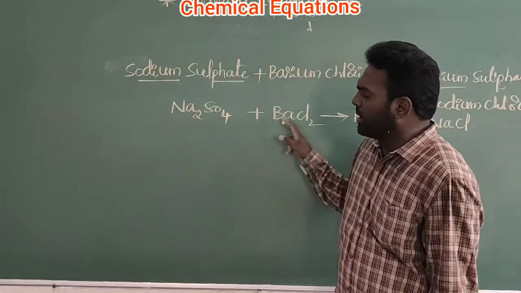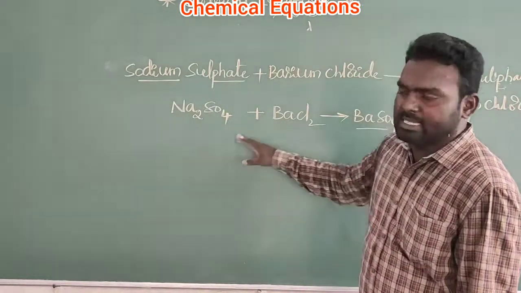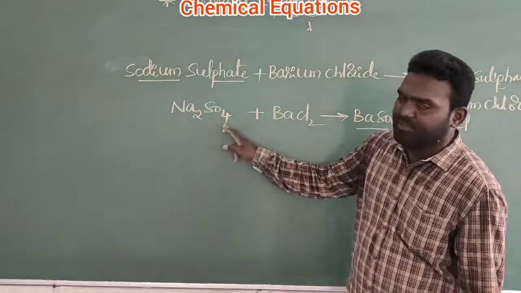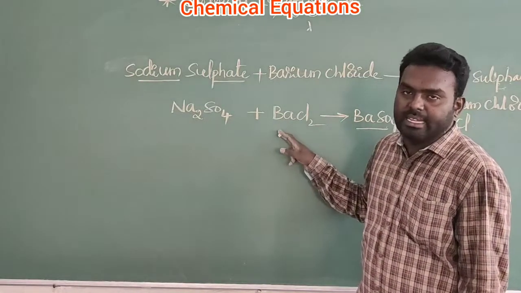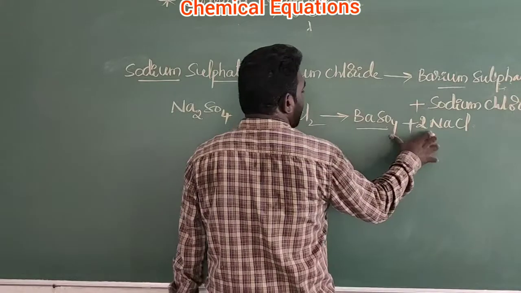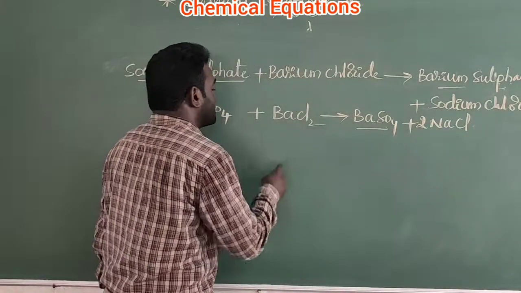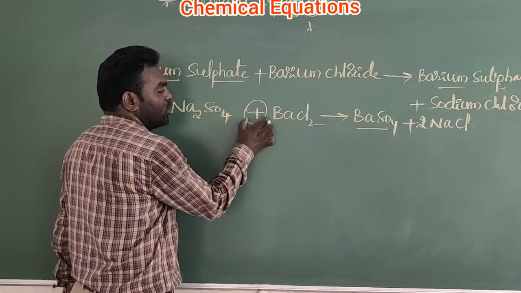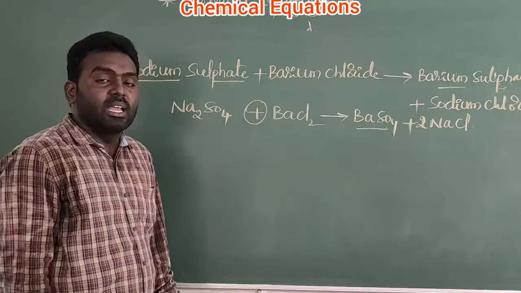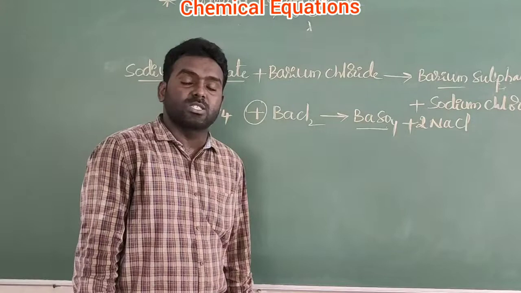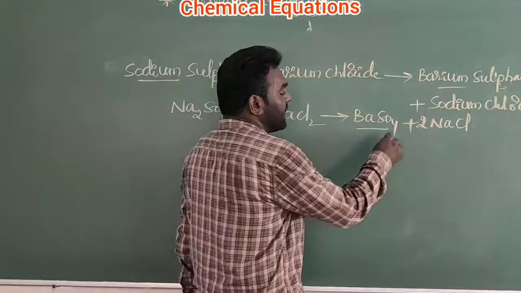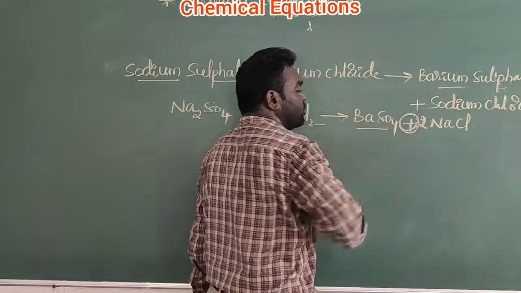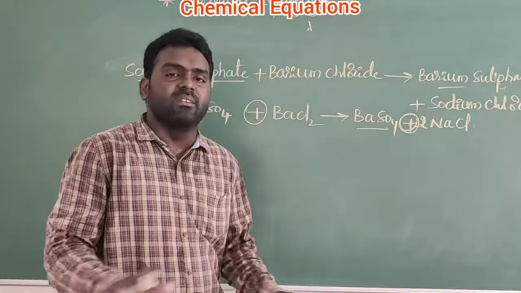See here, these two are acting as reactants. This is the arrow mark. On the left-hand side of the arrow mark, you must always write reactants, and on the right-hand side, you must always write products. Here you will see these are the 2 reactants. In between the 2 reactants, you must compulsorily mention the positive sign. And here also, in between the 2 reactants, you must mention the positive sign. That's very, very important.